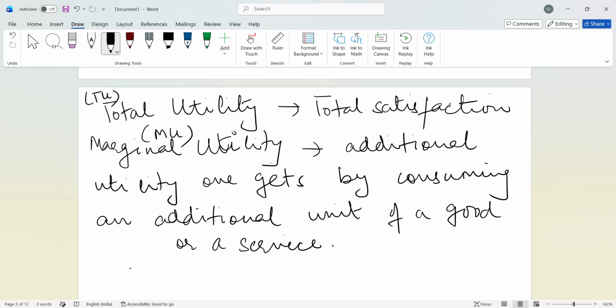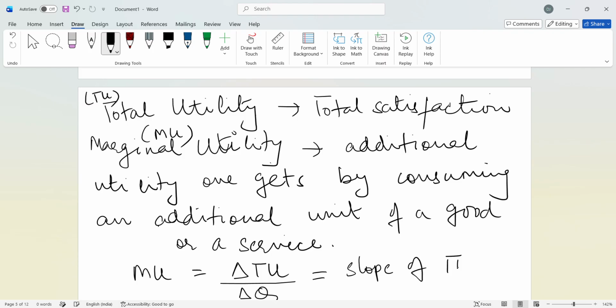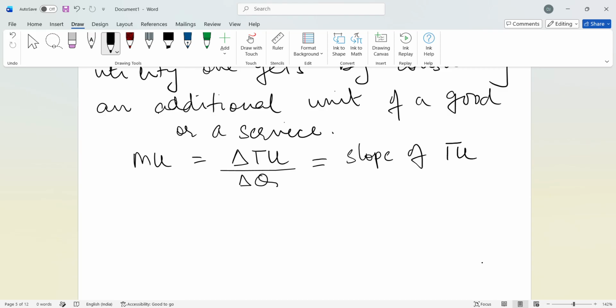So, with this, what we come to the conclusion is that marginal utility is nothing but the change in total utility, right, divided by your change in units that you are consuming. So this comes out to be nothing but the slope of total utility, right? So marginal as such is nothing but the slope of the total function that we are referring to, right?